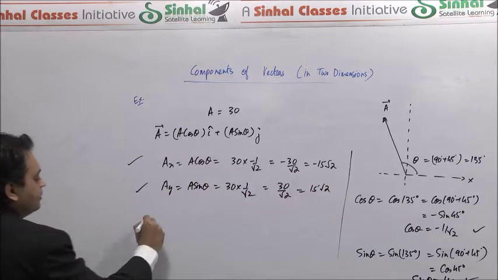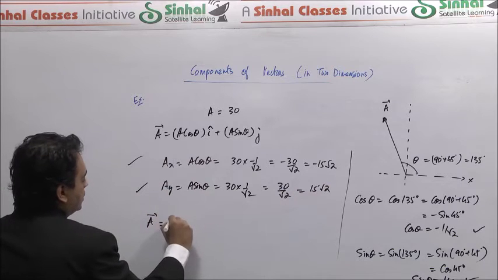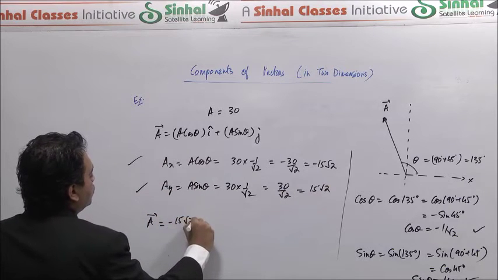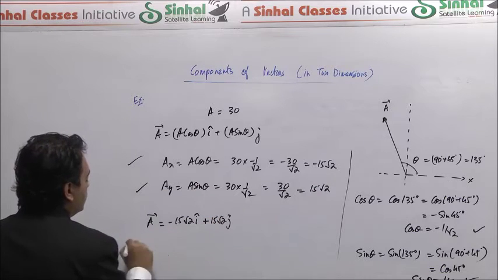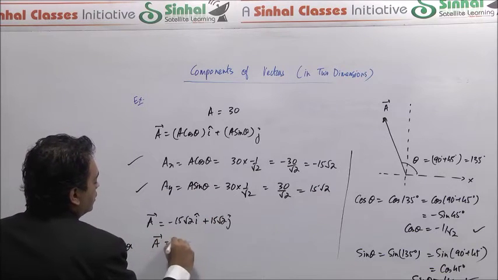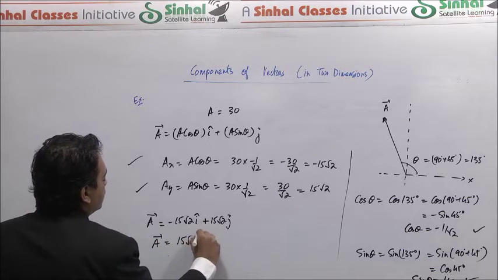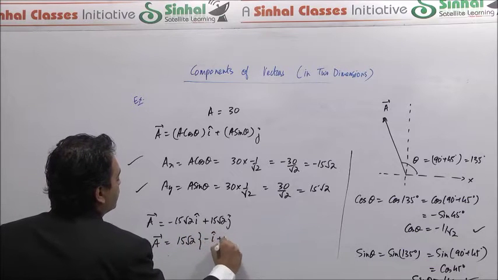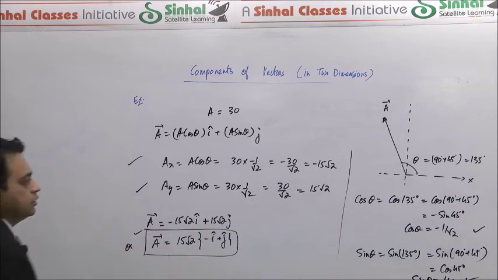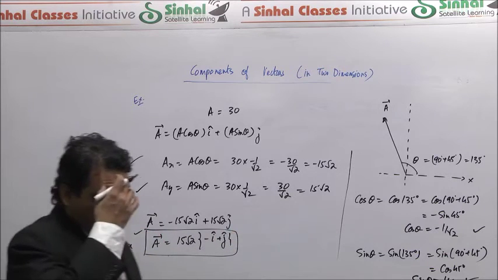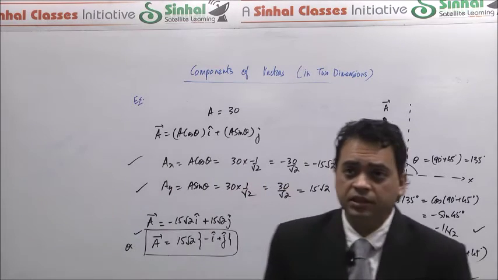And then expressing vector A in the component form, it is minus 15 root 2 i cap plus 15 root 2 j cap, or we can even express this as taking 15 root 2 common. See, it is minus i cap plus j cap. So this becomes the third form, right? So that is an example.